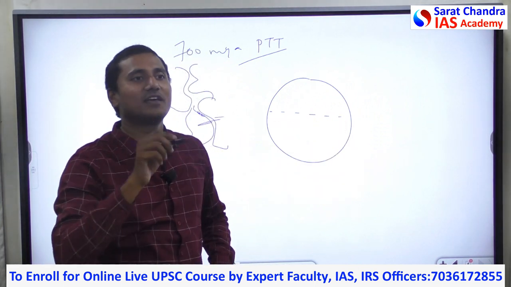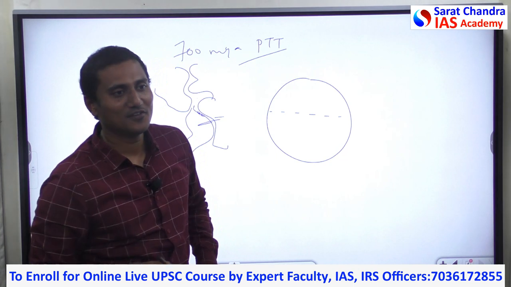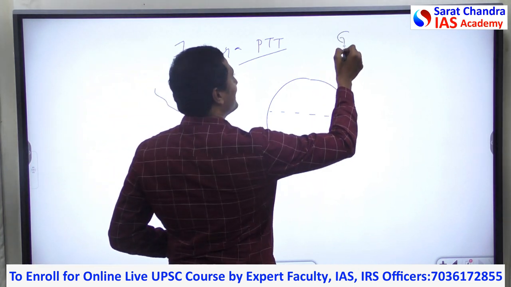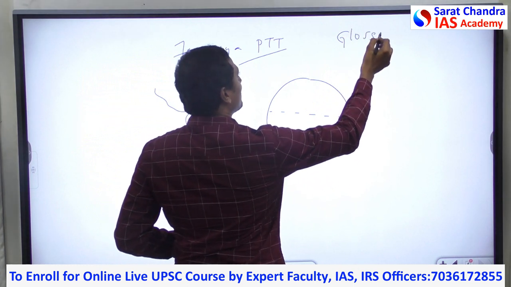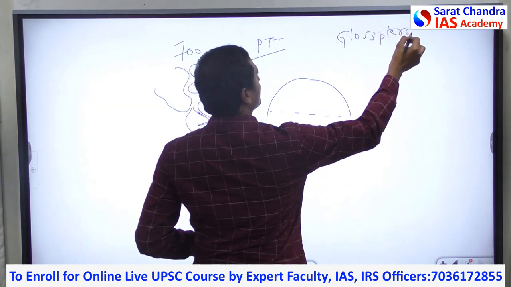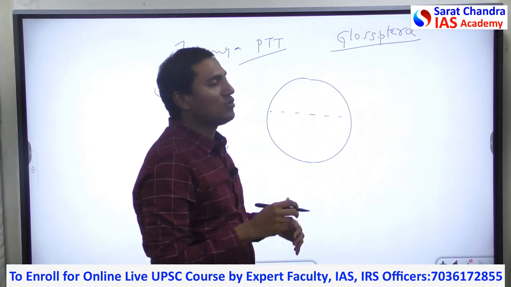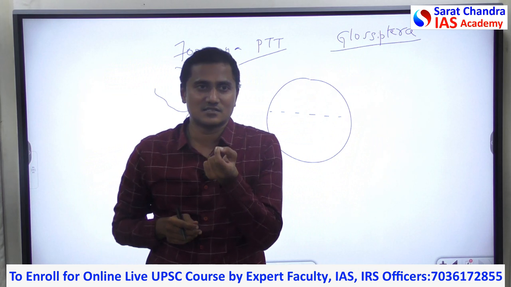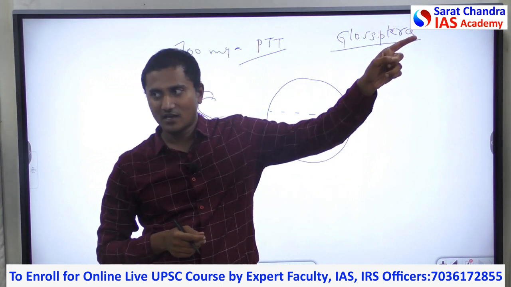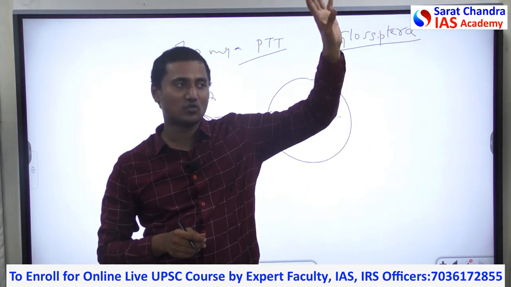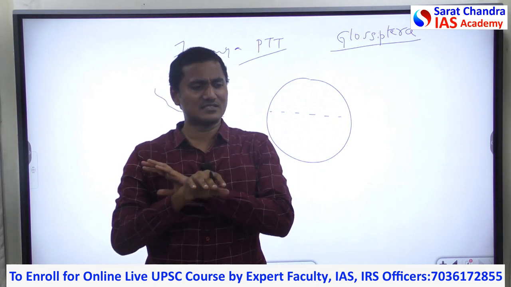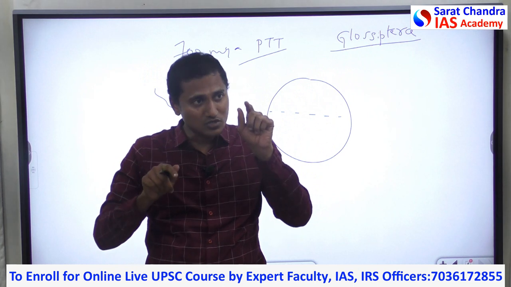Glossopteris is the name of the flora, the kind of plants found in it. Glossopteris is one kind of small plant, one kind of grass. If you go to Antarctica today, you will find Glossopteris. In the Arctic also you find Glossopteris. Glossopteris will grow only in climates of less than 0 degrees. In India, Glossopteris was there.